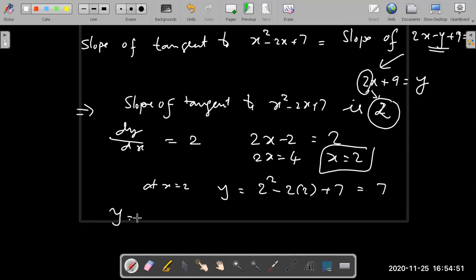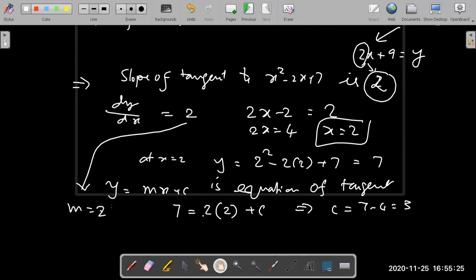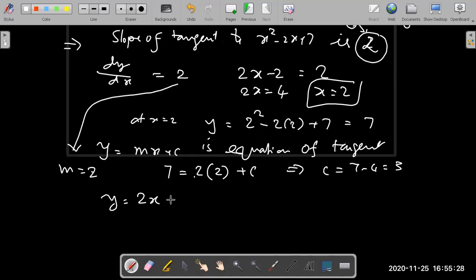So y is equal to mx plus c is the equation of tangent. We'll substitute m is equal to 2, because this is what is given. And we substitute the y value and x value, so we get the c value. So y is 7 equal to 2 into x value 2, plus c. So that implies c is equal to 7 minus 4, which is 3. So y is equal to 2x plus 3 is the equation of tangent.